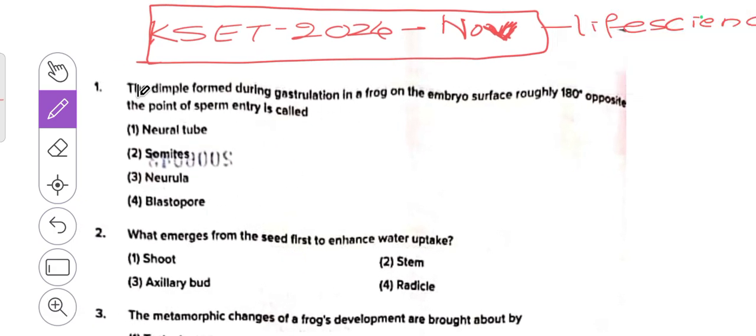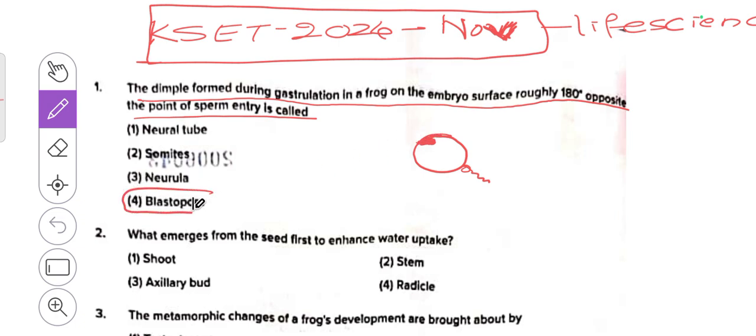Read out the first question. The dimple formed during gastrulation in a frog embryo surface, roughly 180-degree opposite the point of sperm entry, is called as. So during the gastrulation process, if the sperm enters here, the dimple which gets formed in this spot will be called as the blastopore. So 4 is the right answer.